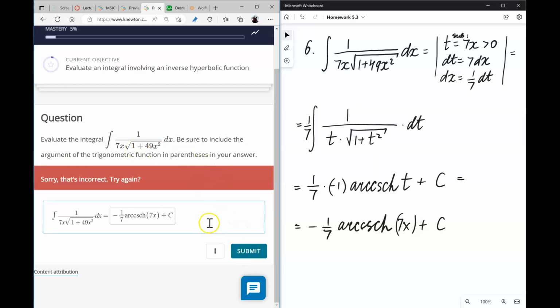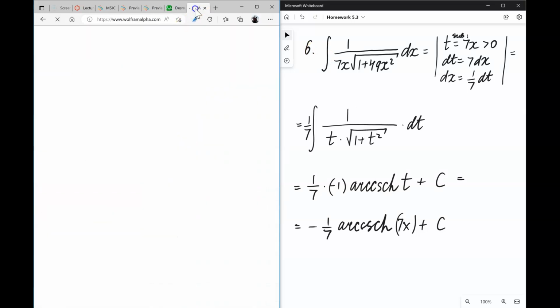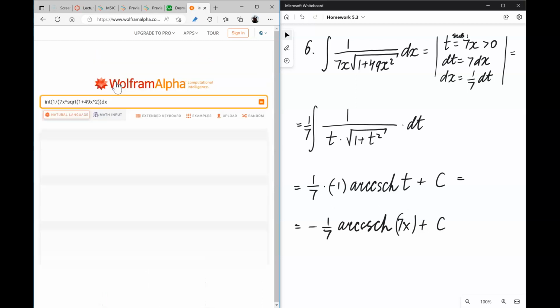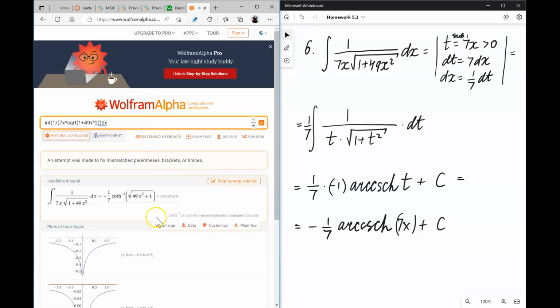Interesting. So I'm gonna press... The last thing I can do is bring the big guns here, because I'm really concerned now with whether I'm being graded fairly here. So let's see. Oh wow, it wants us to enter cotangent inverse.